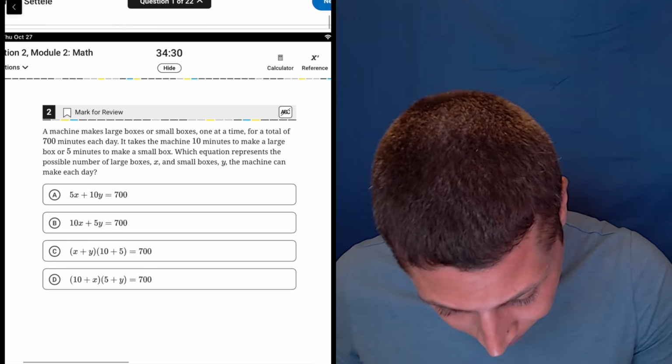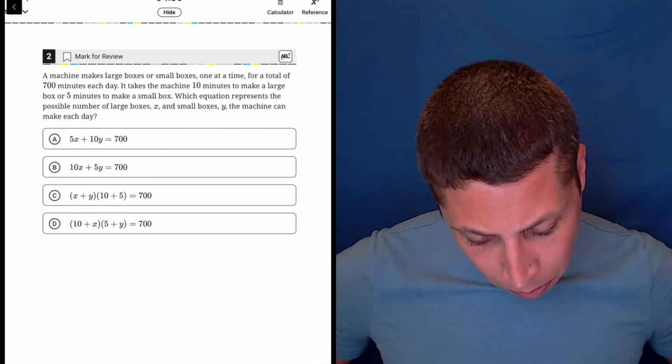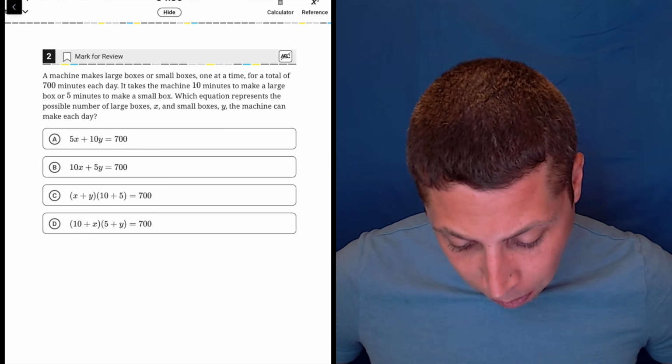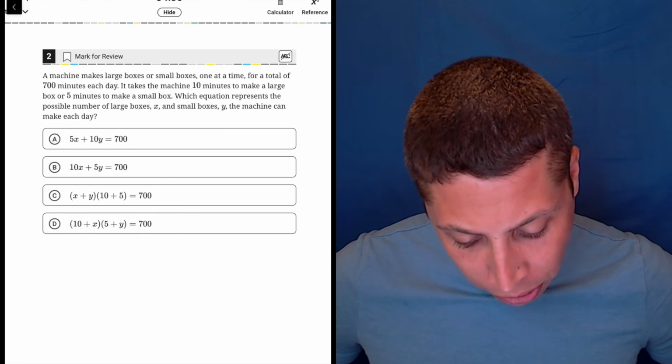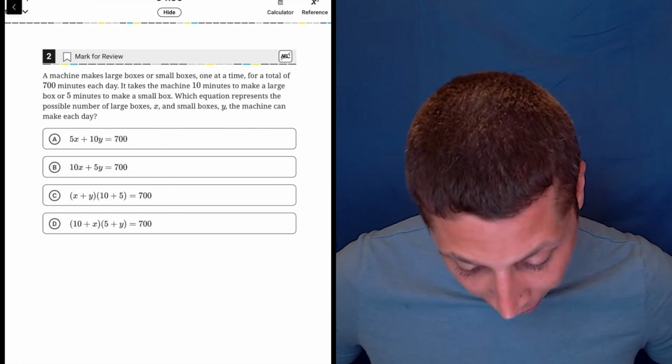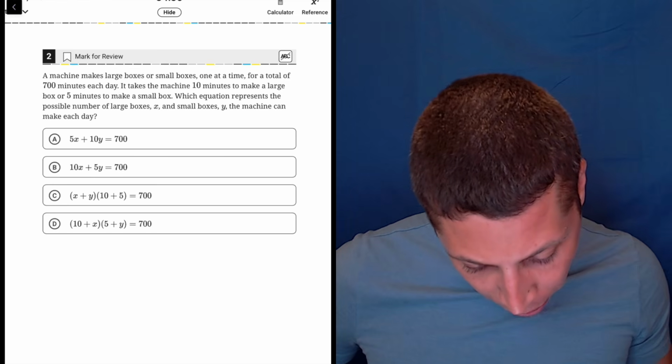Okay, next. A machine makes large boxes or small boxes one at a time for a total of 700 minutes each day. It takes the machine 10 minutes to make a large box or 5 minutes to make a small box. Which equation represents the possible number of large boxes X and the small boxes Y the machine can make each day? So, okay, first and foremost, let's make sure we match the thing with the right variable.